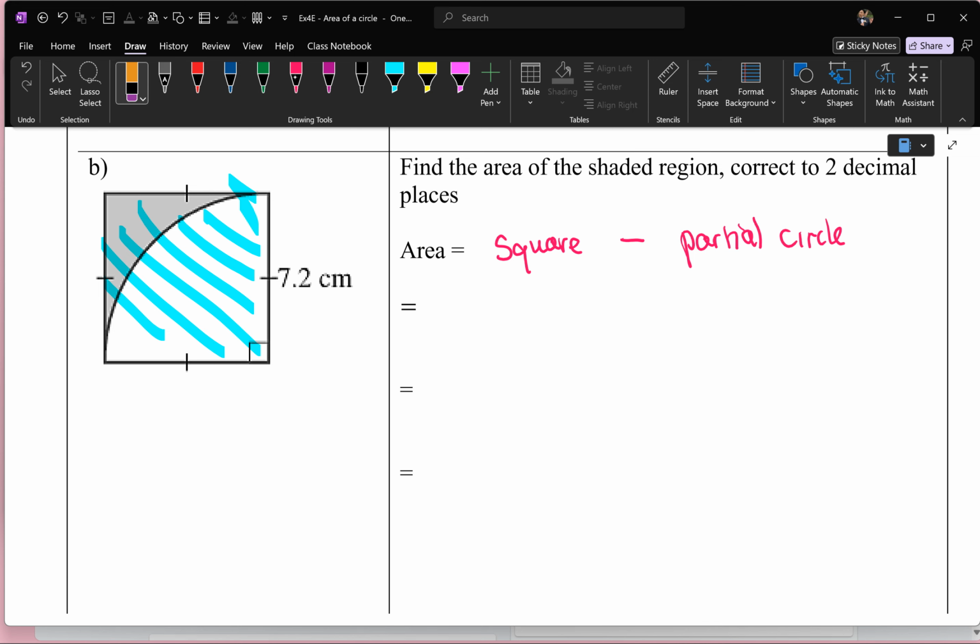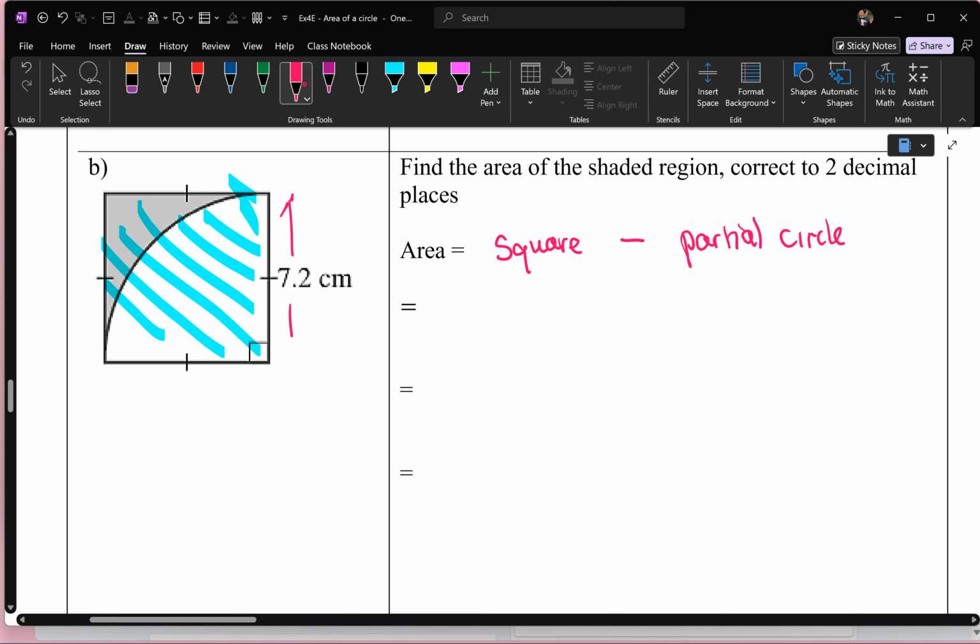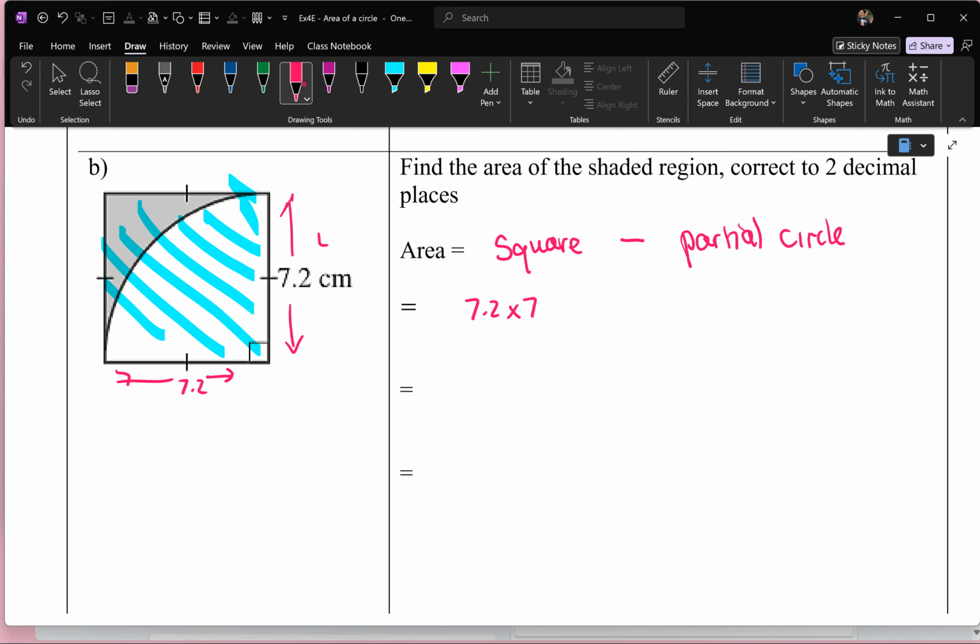Width times length? Correct. What's the length at the moment? Very good. So we know that the length and the width are actually the same. So when you multiply them, it's just 7.2 times 7.2 to give you the area of a square. Once you've got the full area, that's the full area. What I don't want is the full area. I need to remove this portion, which is part of a circle there.